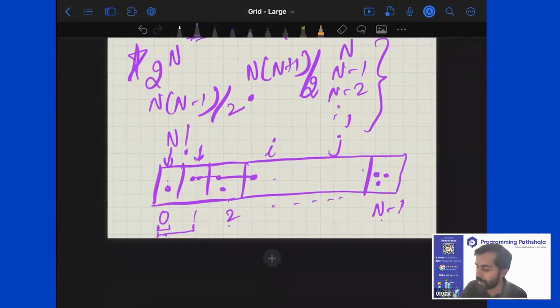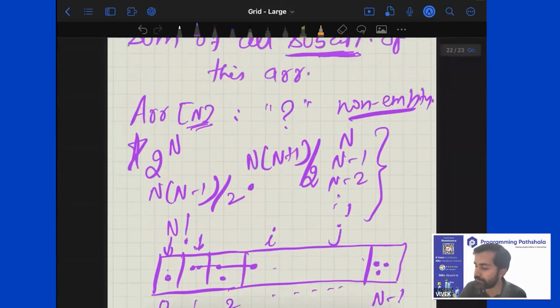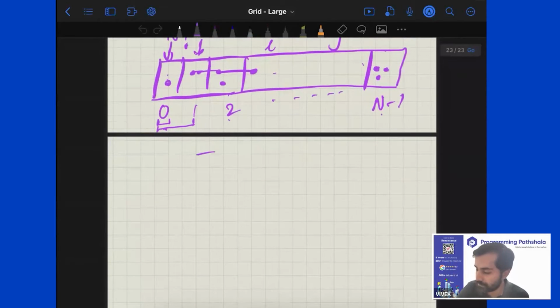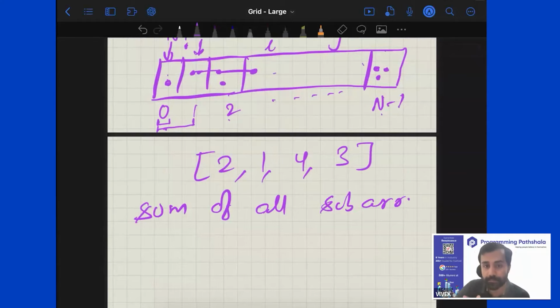Okay, now let's come back to the original question. So what was the original question? That we have an array 2, 1, 4, 3. And for this array, I want to find the sum of all the subarrays. So it basically means you should first list down all the subarrays, find out their sums, and then sum up all those sums. So I literally want to sum up the sums of all the subarrays that are out there.